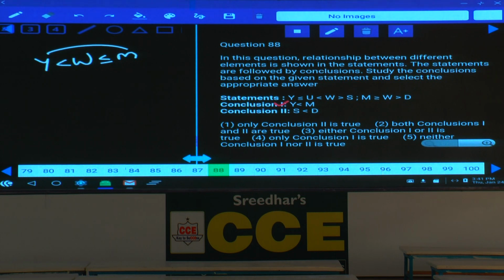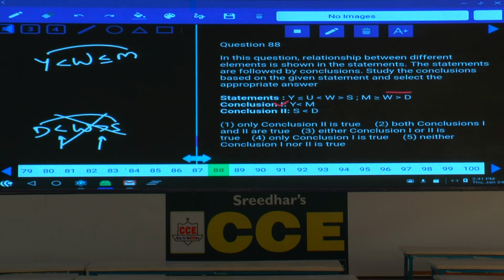Second one, the relation between S and D. Now W greater than S and W greater than D, as W greater than D, D lesser than W. Now between D and S, how many symbols are there? Two symbols, and these two are opposite to each other. Hence no relation can be drawn, hence S lesser than D cannot be derived. Only conclusion 1 is true, that is choice 4 again. Question number 88, it is choice 4.